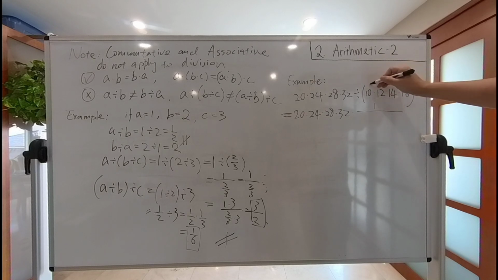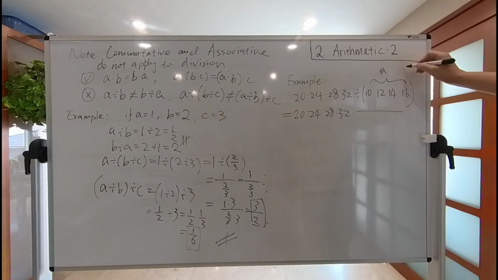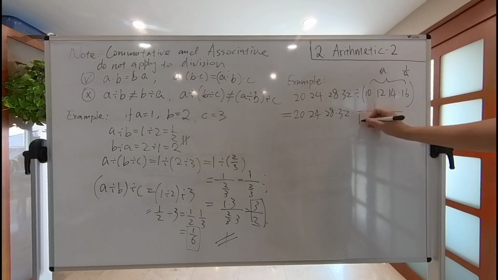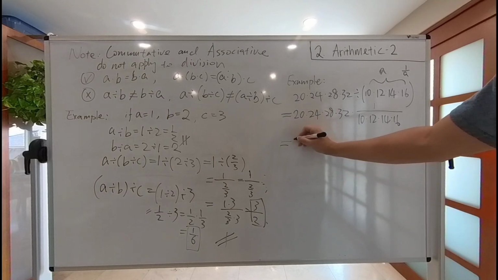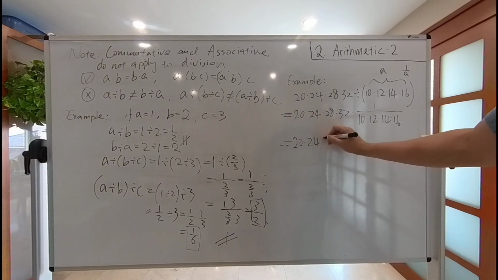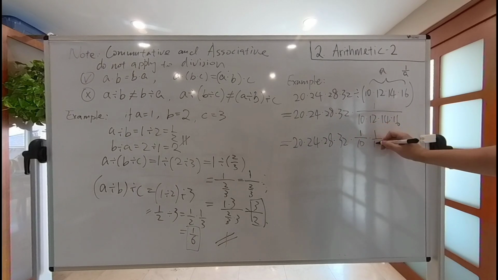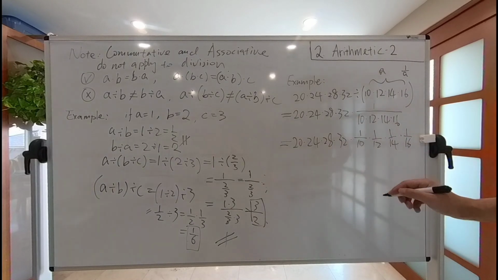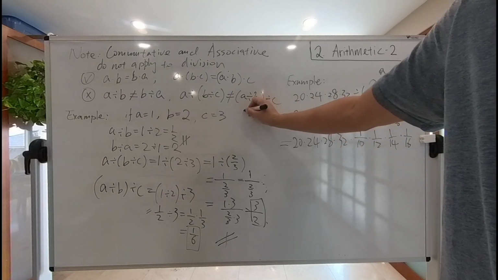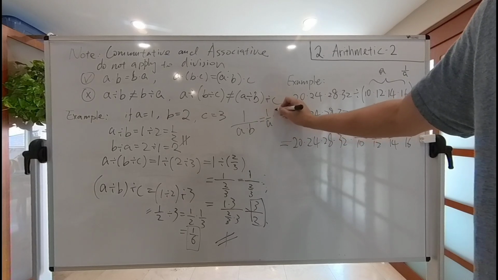Again, for example, if we consider this as just one term or one number a, then the reciprocal will be 1 over a, right? So this will be 1 over 10 times 12 times 14 times 16. And then we can simplify this as 20 times 24 times 28 times 32 times 1 over 10 times 1 over 12, 1 over 14 times 1 over 16. Right, this is by knowing that if I have 1 over a times b, it can be written as 1 over a times 1 over b.